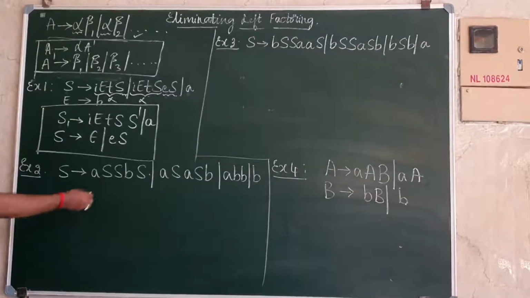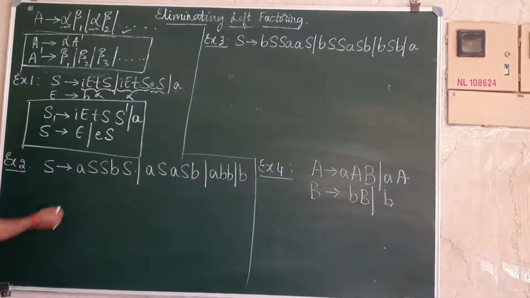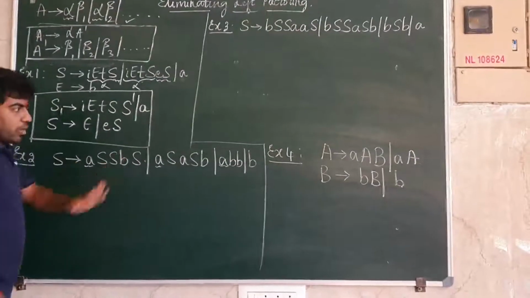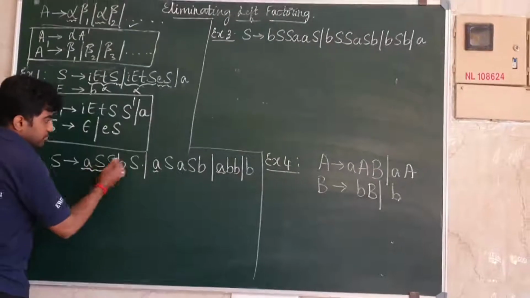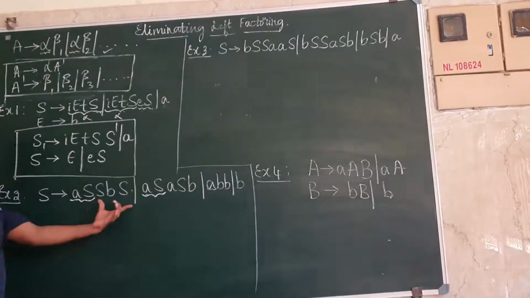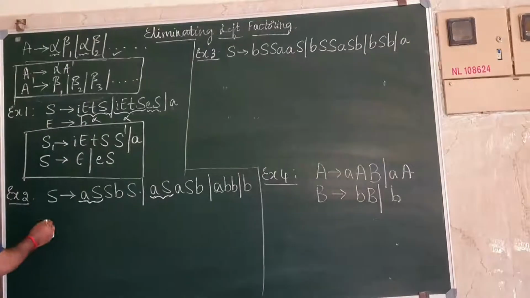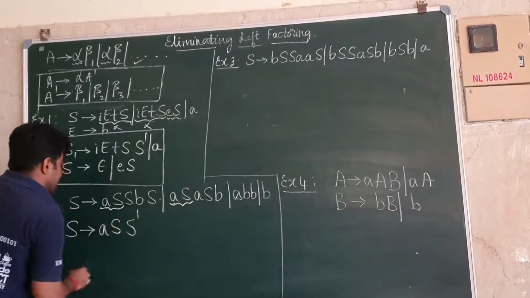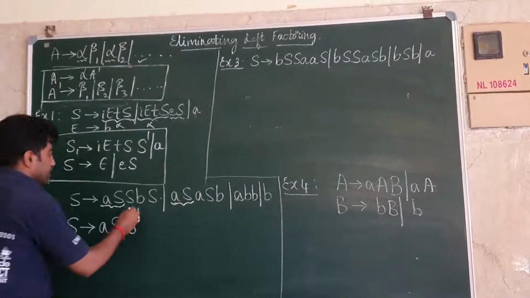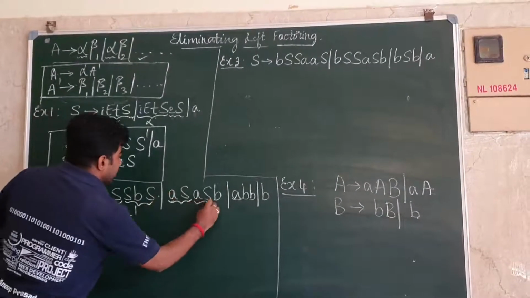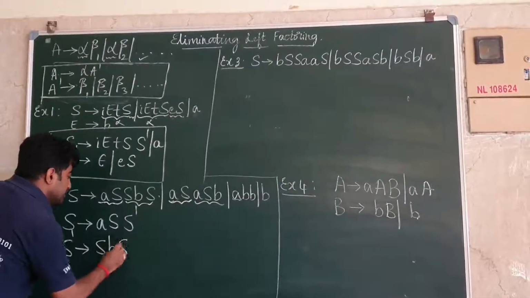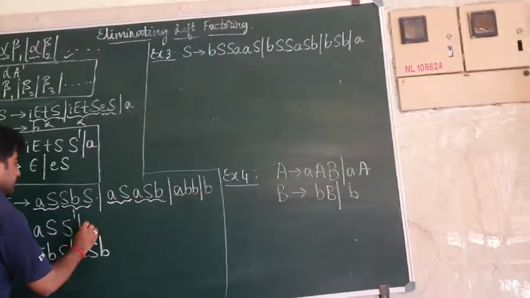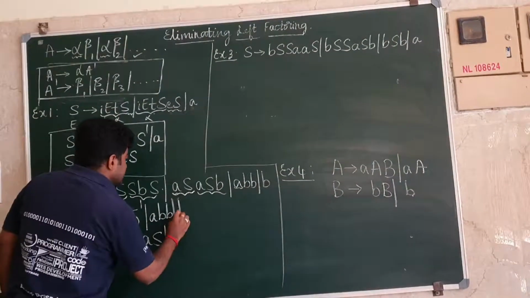Second example. What is the left factoring here? We have A. We can take A also, or we have AS in these two productions, only in this production you can consider that also. When we consider AS, S dash will be SBS, ASB. What about this one? Retain it in S as it is, these two productions.